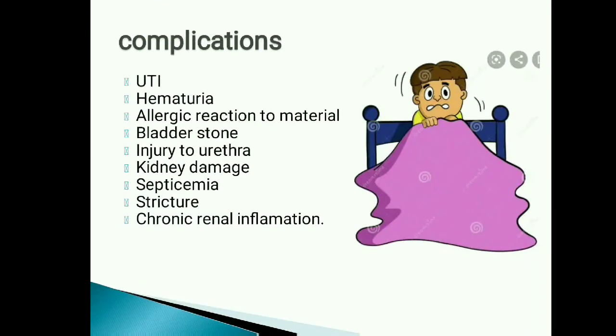Next are the complications of the catheterization. The first complication is urinary tract infection, which can be due to bacteria or infection. And second one is the hematuria, which can be due to the damage, injury to the urethra. And third one is the allergic reaction to materials such as silicone, rubber, latex, etc. The next one is the bladder stone, injury to urethra, kidney damage due to infection, septicemia when the infection goes into the blood, stricture due to the healing of the injury. The last one is the chronic renal inflammation, which can be due to infection.